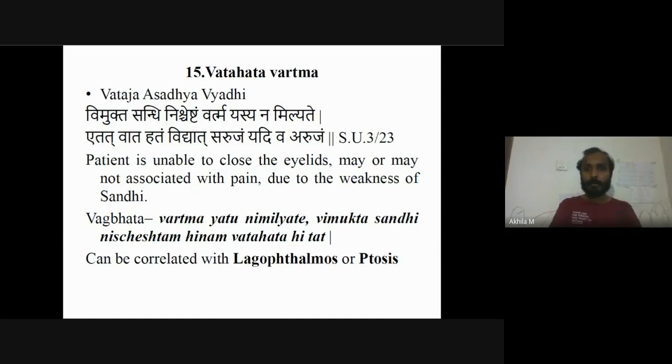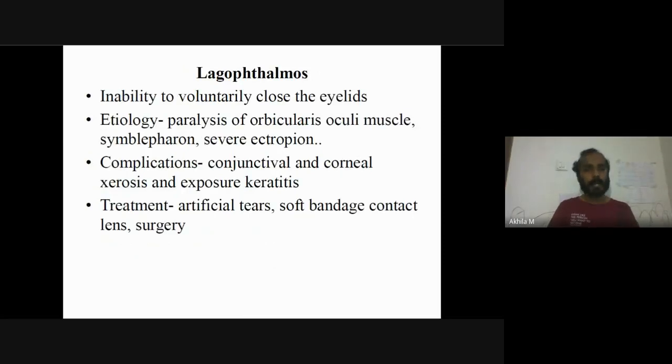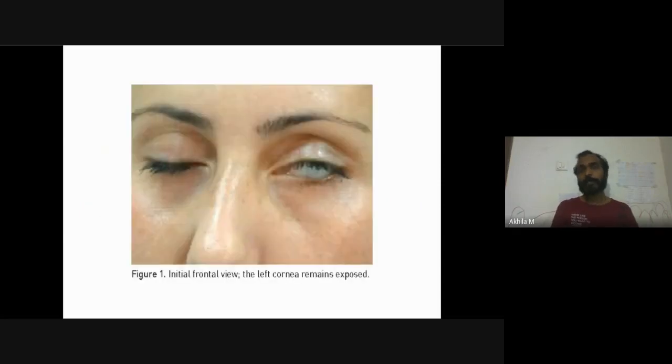This condition can be correlated with lagophthalmos or ptosis. What is lagophthalmos? Lagophthalmos is a condition where the patient cannot voluntarily close the eyelids properly. Because of paralysis of the orbicularis oculi muscle, the patient cannot close the eye properly. In this picture, in the left eye, the patient cannot close the eye properly even when trying voluntarily.